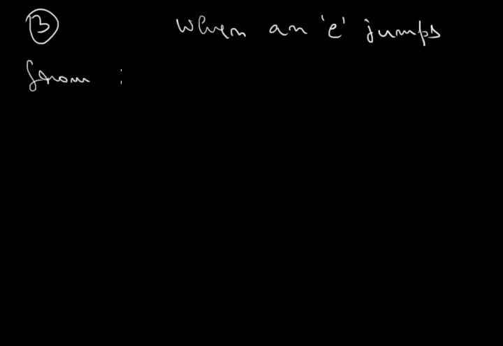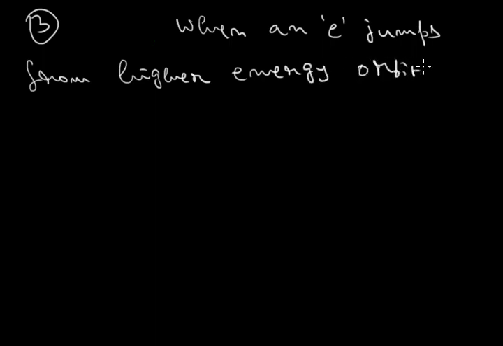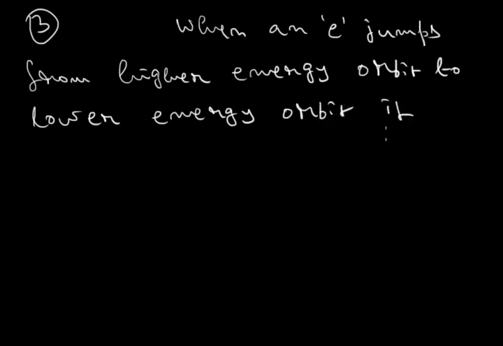Point number 3. The third point states that when an electron jumps from a higher energy orbit to a lower energy orbit, it releases the extra energy.